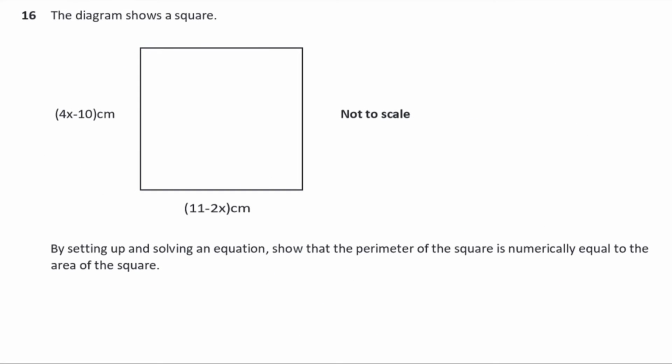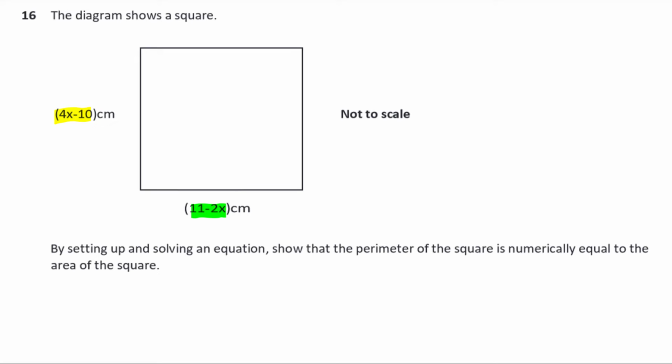Question 16, the diagram shows a square. It doesn't look like it. I've got 4x minus 10 here, and I've got 11 minus 2x. So the two sides are the same because it's a square, but they're expressed differently. Okay, by setting up and solving an equation, show that the perimeter of the square is numerically equal to the area of the square. Okay, so we need to work out what x is basically.